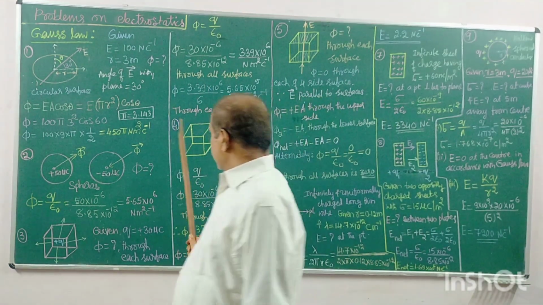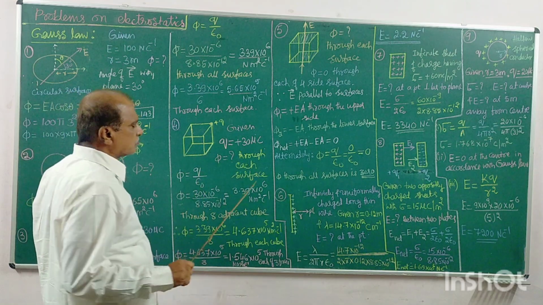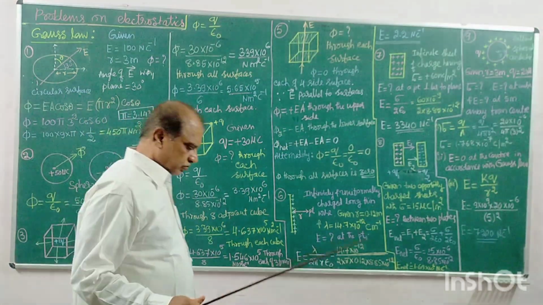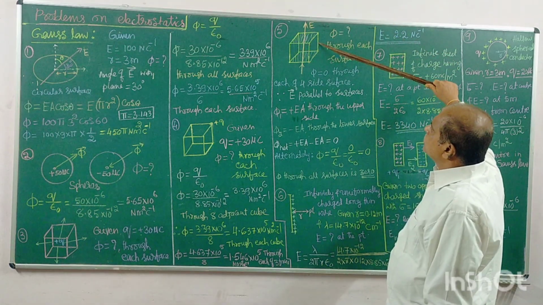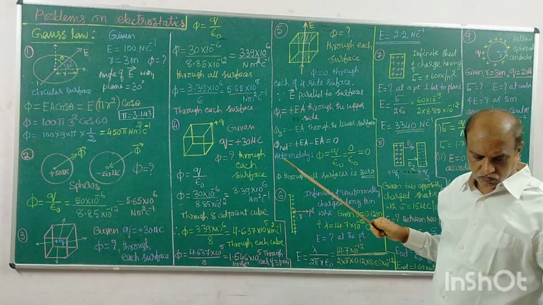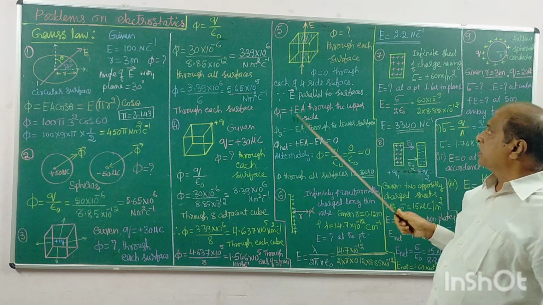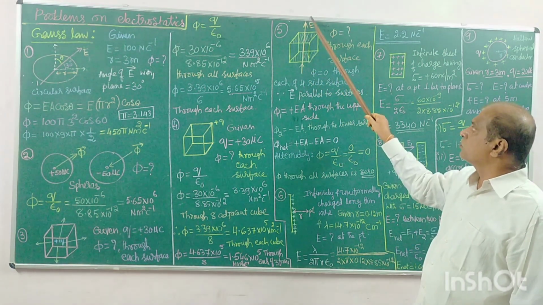There is one more important case like this, which is interesting and somewhat complicated. The geometry remains the same cube, but it is not enclosing any charge. Only an electric field is passing through the cube.